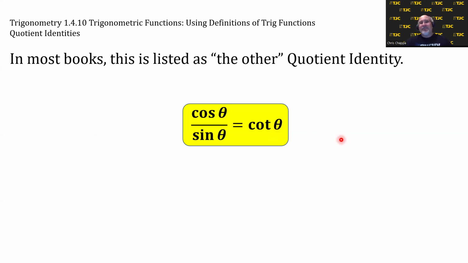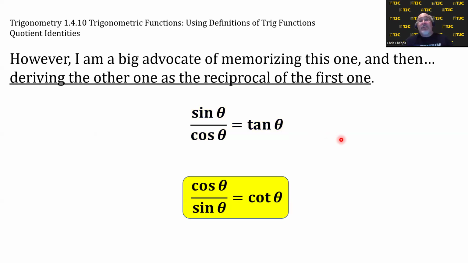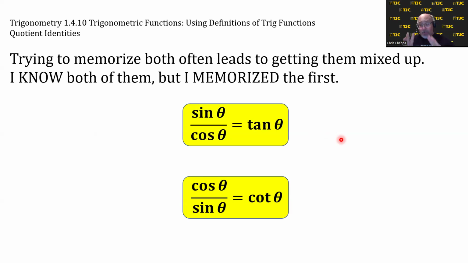In most books, this is listed as the other quotient identity. There are more than 2, but this is usually the 2 that they give us. But I'm a big advocate of memorizing this one. Sine over cosine equals tangent. And then deriving the other one as the reciprocal of the first. You see, trying to memorize both of them often leads to getting them mixed up, because there doesn't seem to be a rhyme or reason unless you go through the proof of which one is equal to which. I know both of them, but I memorized the first and I understood how to convert it into the second.